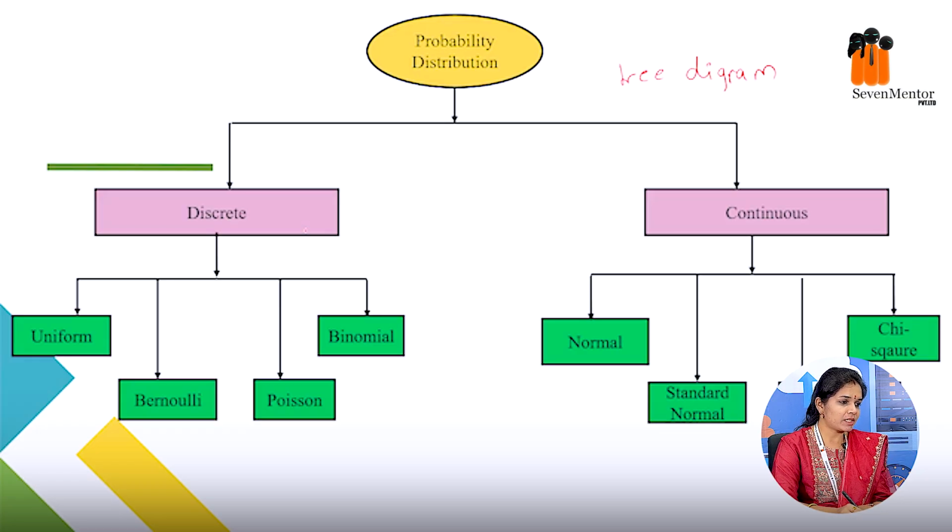Okay, so let's start. Discrete distribution and continuous distribution. In discrete we have uniform, Bernoulli, Poisson and binomial. These all four types come under discrete. For continuous it's normal, standard normal. Just before, I told you that we have the confidence interval 95% in standard normal distribution, so I was talking about this. Then the T distribution, also known as student's T distribution, and chi-square. Let's start one by one.